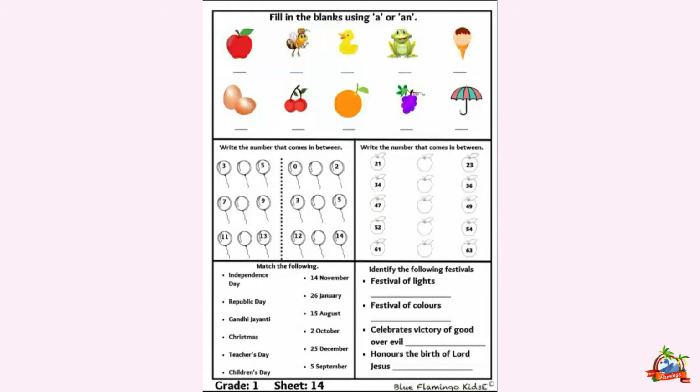What comes in between 0 and 2? 0 और 2 के बीच में क्या आता है? कौन सा नंबर आता है? 1. Yes. 1 comes in between 0 and 2. So in this way we have to fill what comes in between. See the next question.